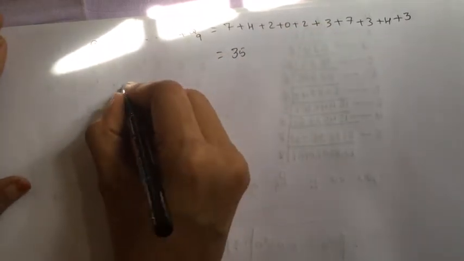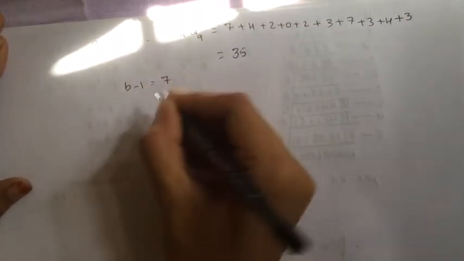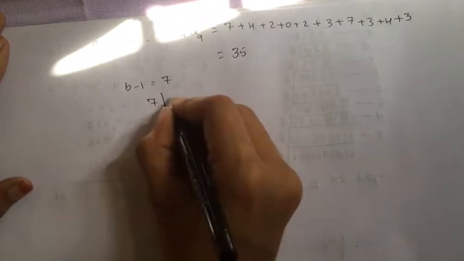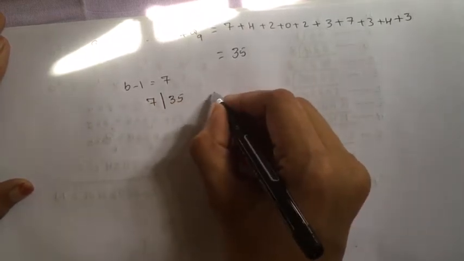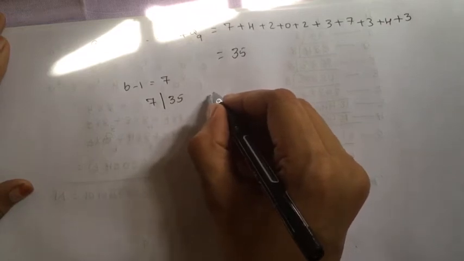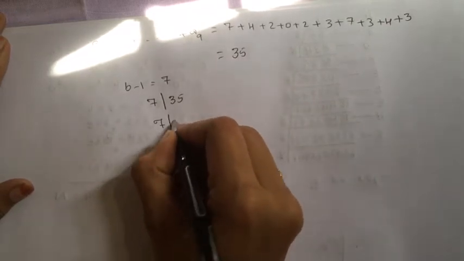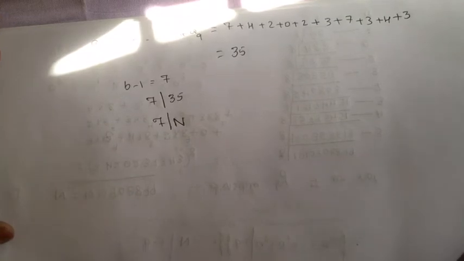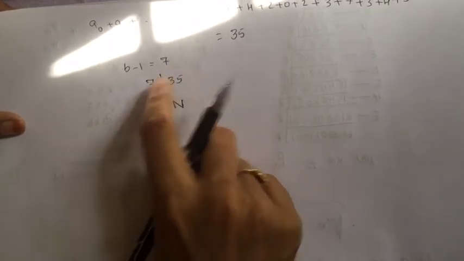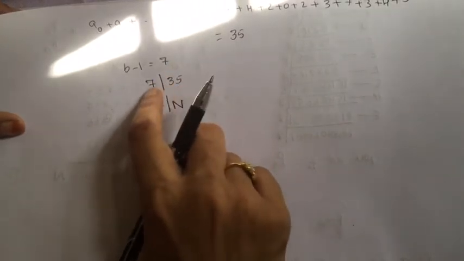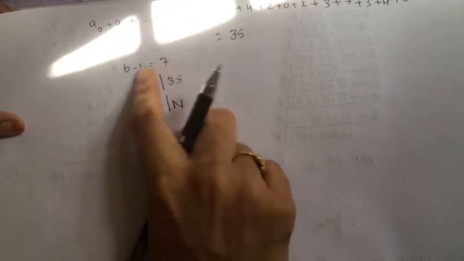So b minus 1 is 7. 7 divides 35. Therefore, I can say this is possible only if 7 divides n. So 7 divides n. b minus 1 divides n if and only if b minus 1 divides the sum of the coefficients. Here b minus 1 divides the sum of the coefficients. Therefore, you can write 7 divides n. So this is the easiest way.